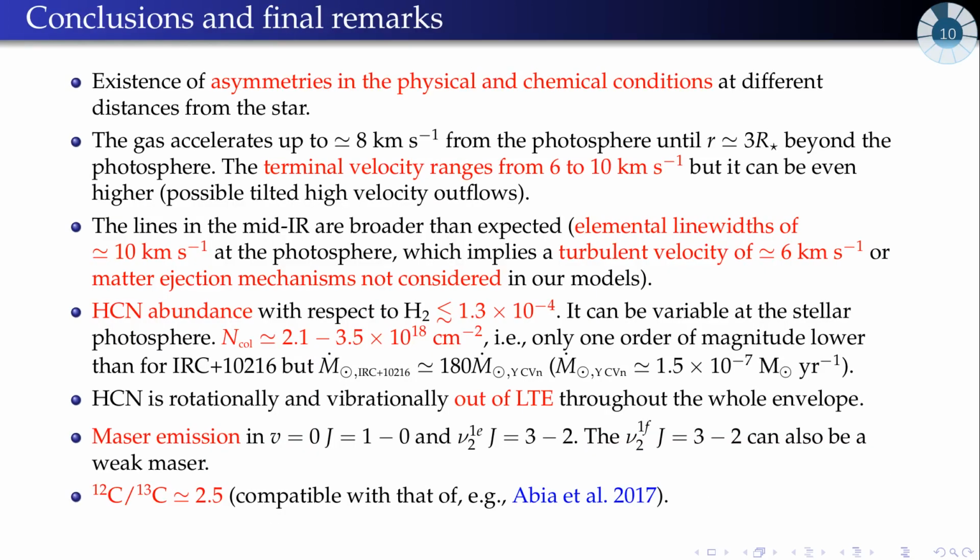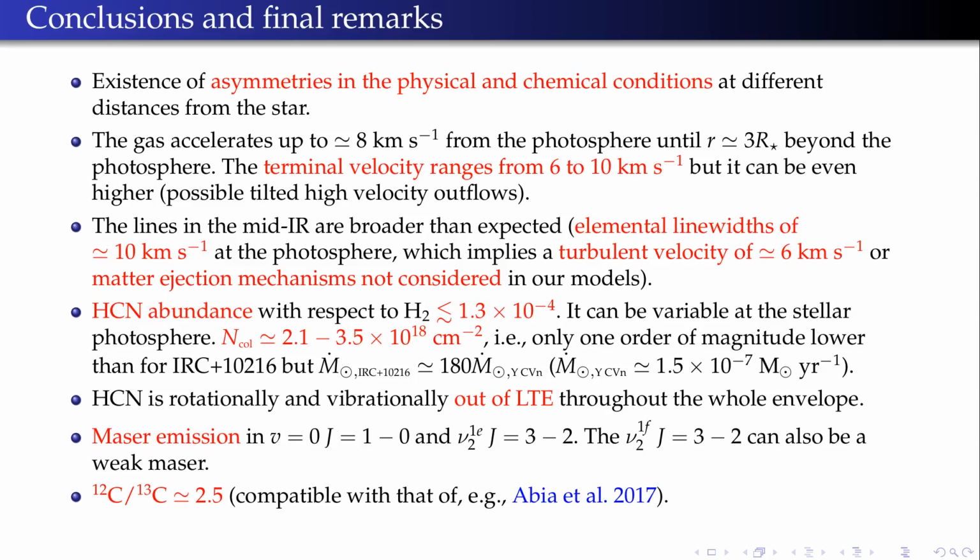To summarize, Y CVn is a low mass loss rate star with a thin circumstellar envelope, which seems to be affected by high turbulence close to the photosphere or violent matter ejection mechanisms. The envelope can be asymmetric, and the gas expansion velocity field and the physical and chemical conditions complex. The HCN abundance is quite high compared to that of IRC +10216, usually considered as the archetypal carbon-rich AGB star. The isotopic ratio 12C to 13C is about 2.5, which is compatible with previous measures.